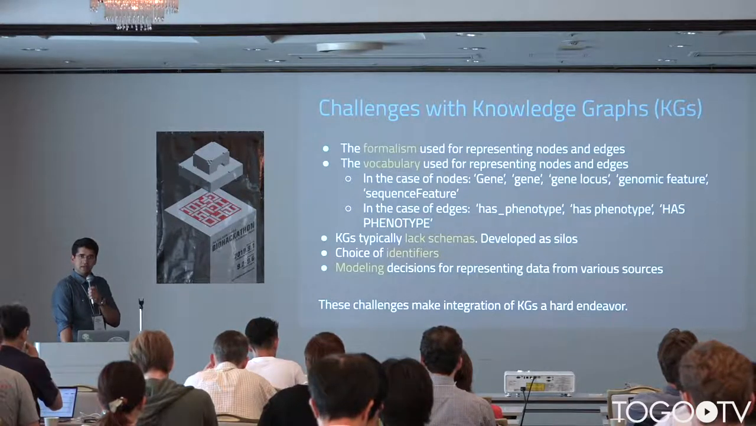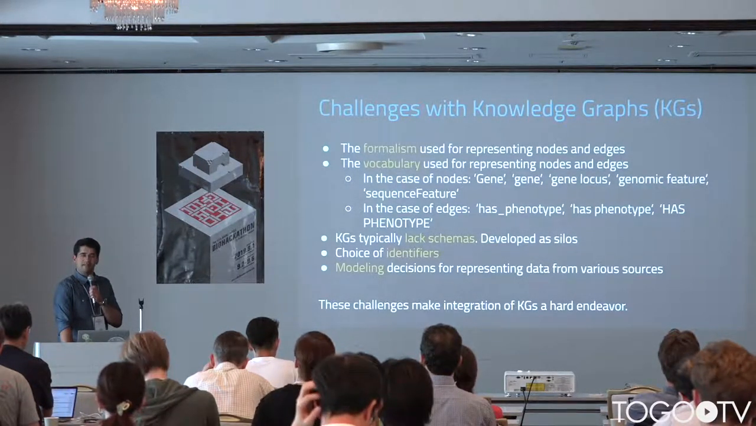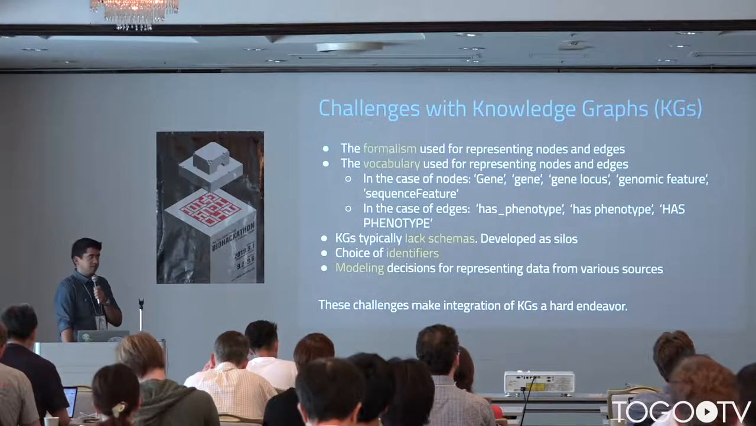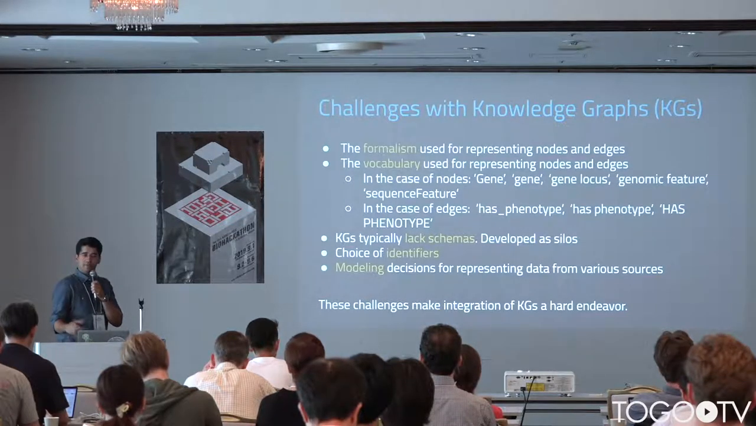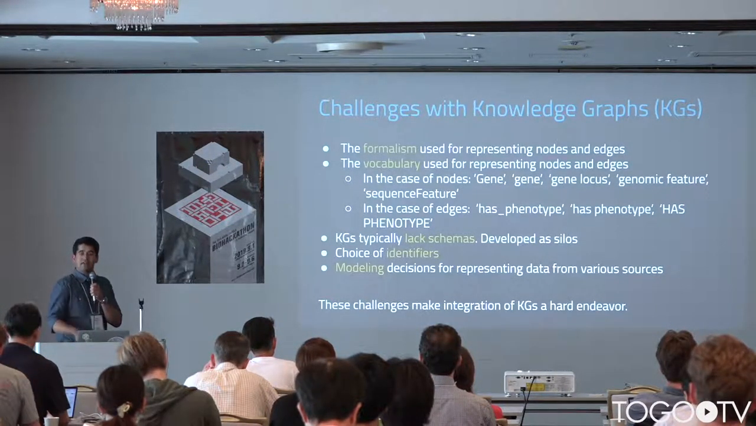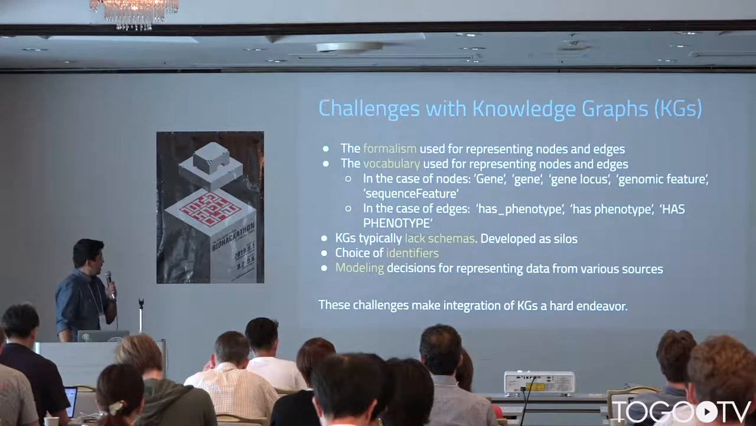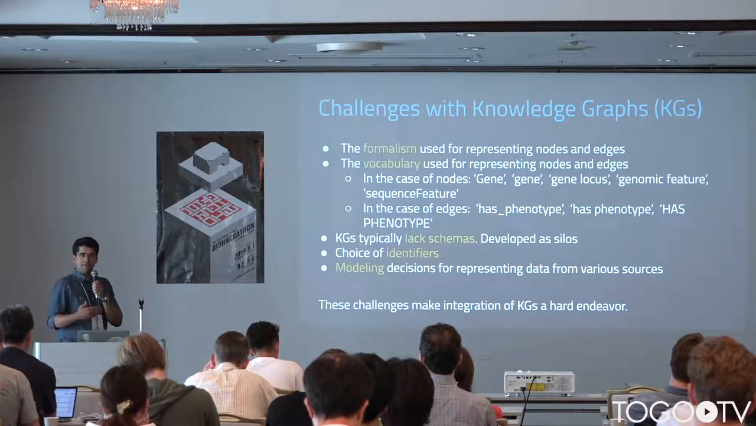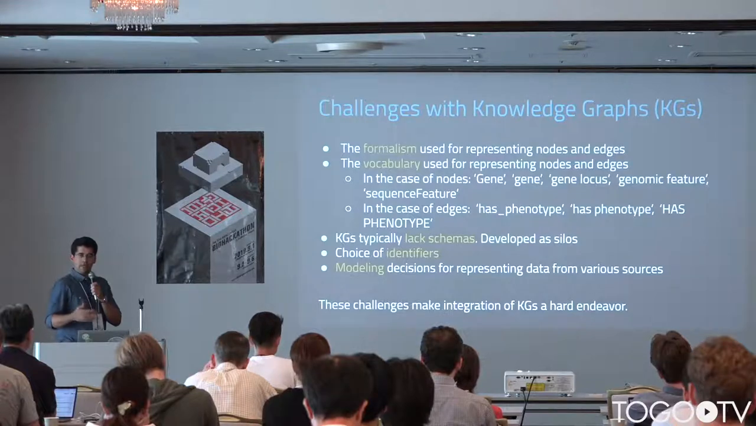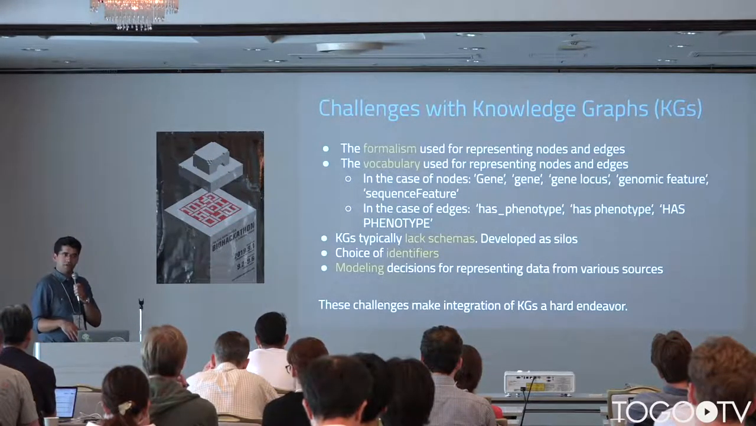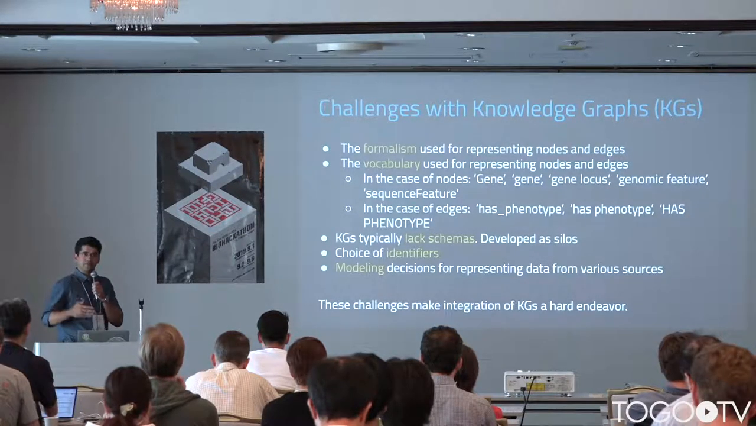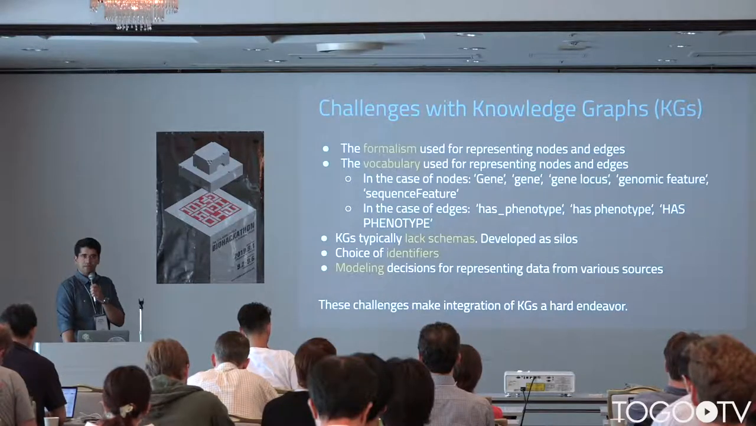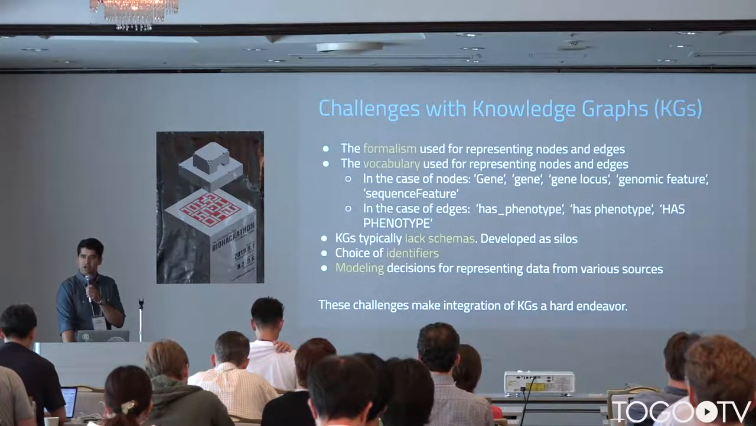KGs typically lack a schema. This makes it very flexible to represent knowledge, but at the same time, it makes it difficult for someone else to understand how the knowledge is being represented in a graph. Even the choice of identifiers may be different. One graph might use one identifier namespace to represent genes, while another might use an entirely different namespace. At the end of the day, these knowledge graphs are a graph representation of various resources, and there are certain biases or modeling decisions made when transforming these different sources into your knowledge graph. Different groups might decide to do this in different ways. These challenges make integration of KGs complicated, which is why we need standardization on how to represent this information.